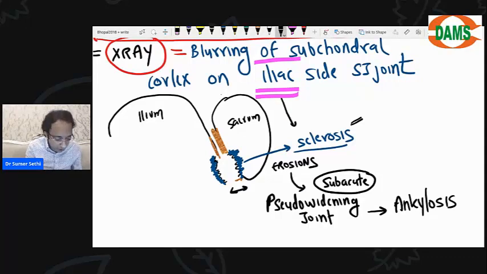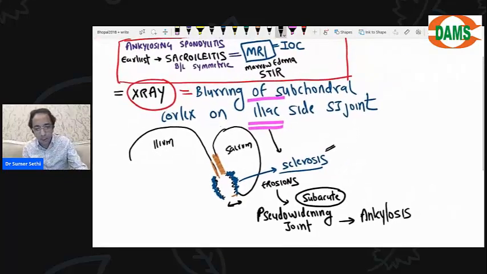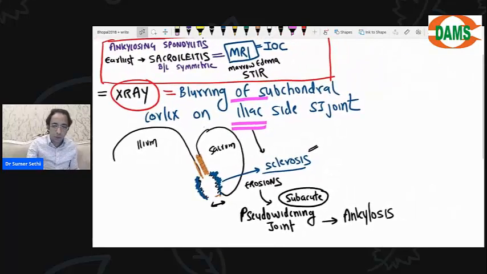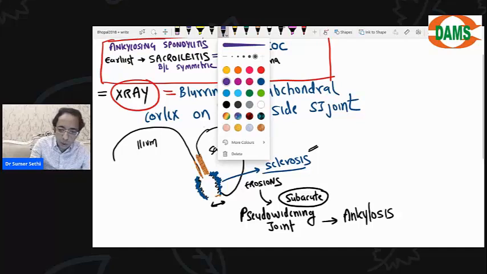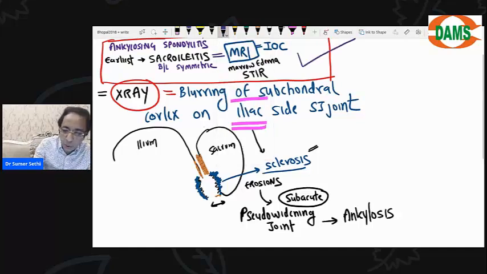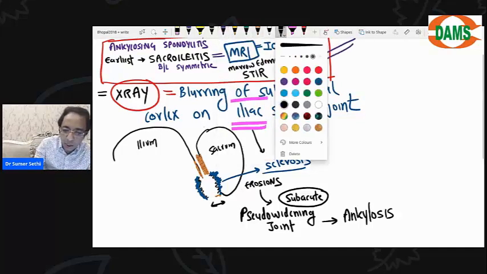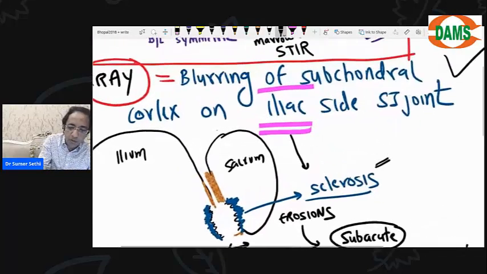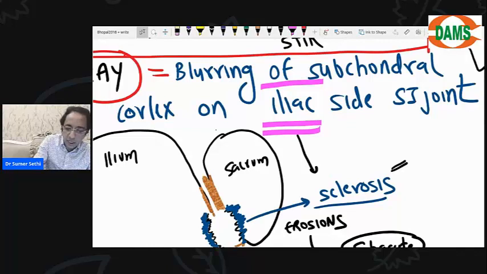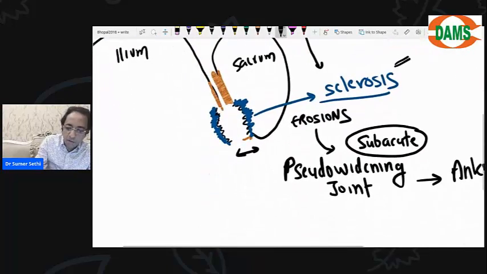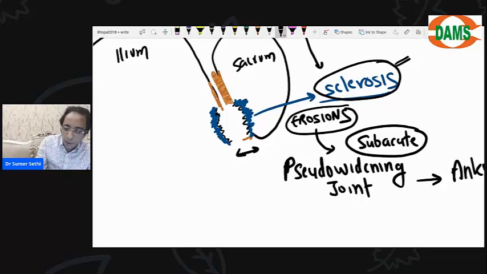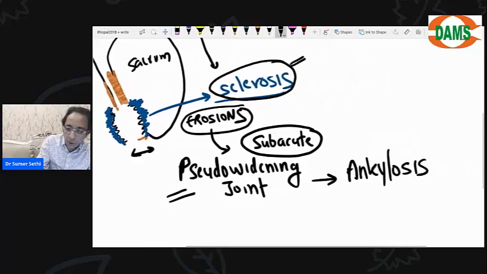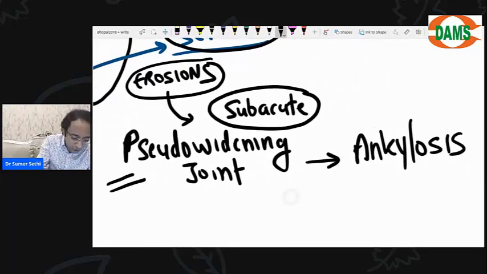Okay. So what are the X-ray features of rheumatoid arthritis and what are the X-ray features of ankylosing spondylitis? Ankylosing spondylitis begins with sacroiliitis, which is seen on MRI. Earliest on X-ray, you can only appreciate blurring of the subchondral cortex on the iliac side. Then you have erosions in the SI joint along with sclerosis because of the subacute nature. Then you have pseudo widening of the SI joint. Then you have ankylosis.